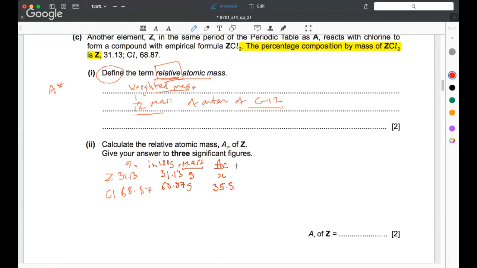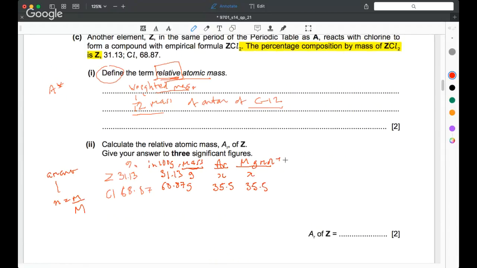Now, to be strictly careful here, these relative atomic masses are the same numerically as the molar mass, but the molar masses are expressed in grams per mole. So we don't know that for Z, and the molar mass for chlorine is 35.5 grams for a mole of chlorine. So we've got a mass over here, and we've got a molar mass over here. And you should know the relationship: the number of moles is the mass divided by the molar mass. And that gives us the number of moles, the amount.